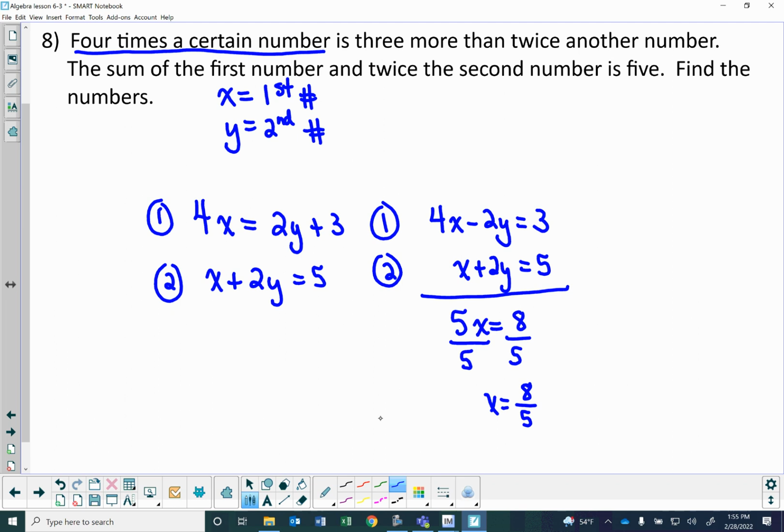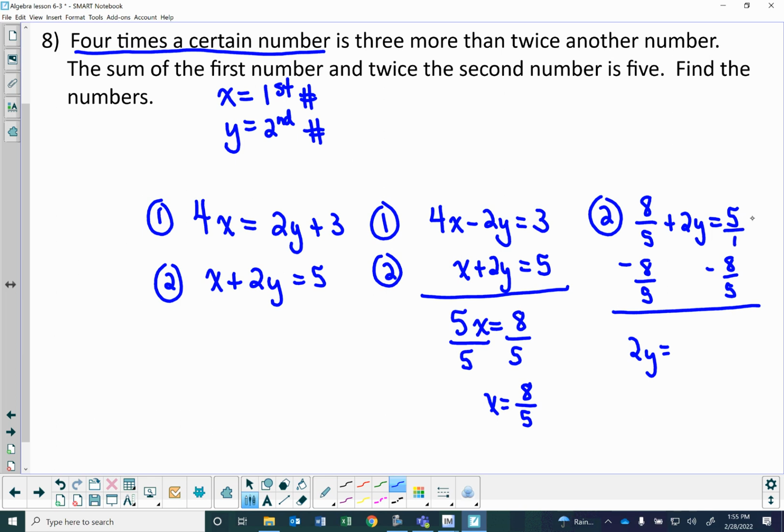It really doesn't matter which equation I decide to put it into. I'm going to put it into equation number 2. So x is 8/5, and I have 8/5 plus 2y equals 5. Subtract 8/5. So 2y is going to equal, now think about this, 5/1, which is the same thing as 25/5. 25 minus 8. Right? 25 minus 8 is 17.